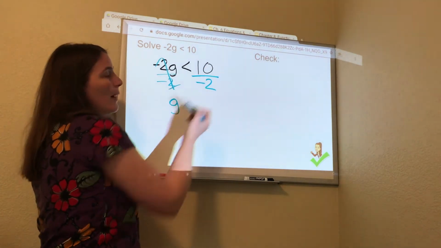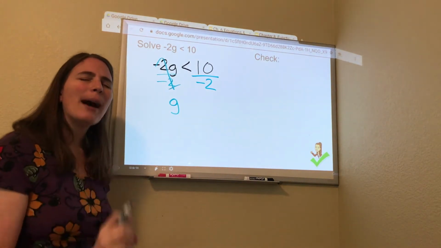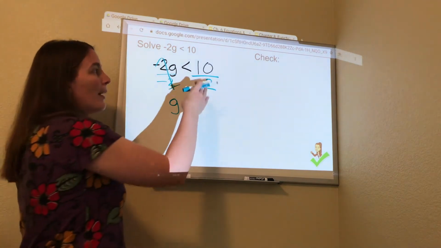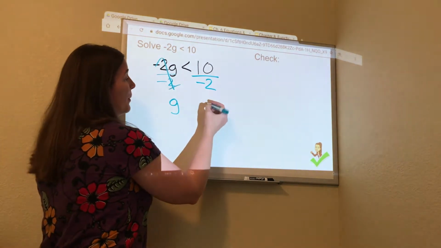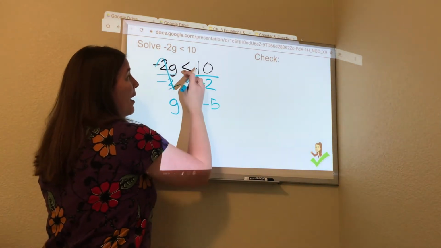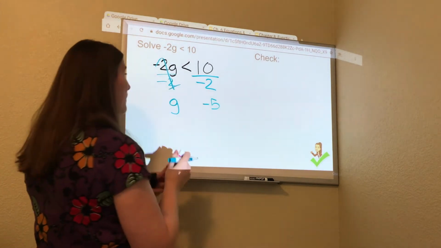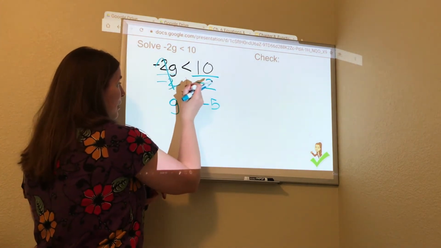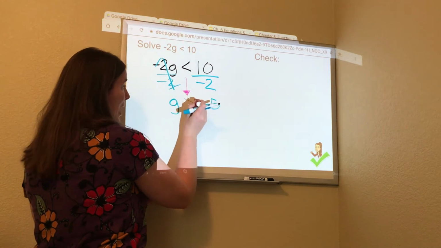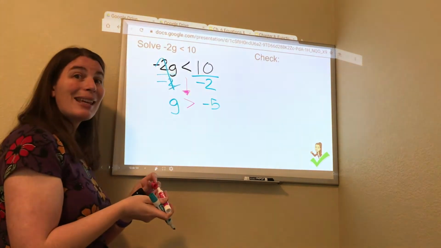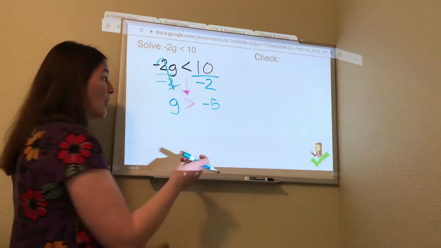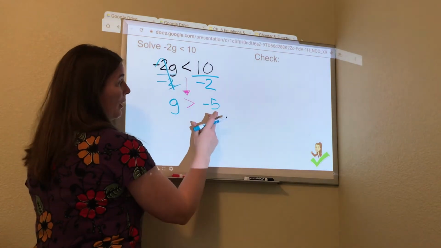Now I have 10 divided by a -2. I'm dividing by a -2. So if I divide by a negative, it's going to be a -5, but I have to flip the sign. This is very important. So now instead of less than, it will be greater than. So I have g is greater than -5.